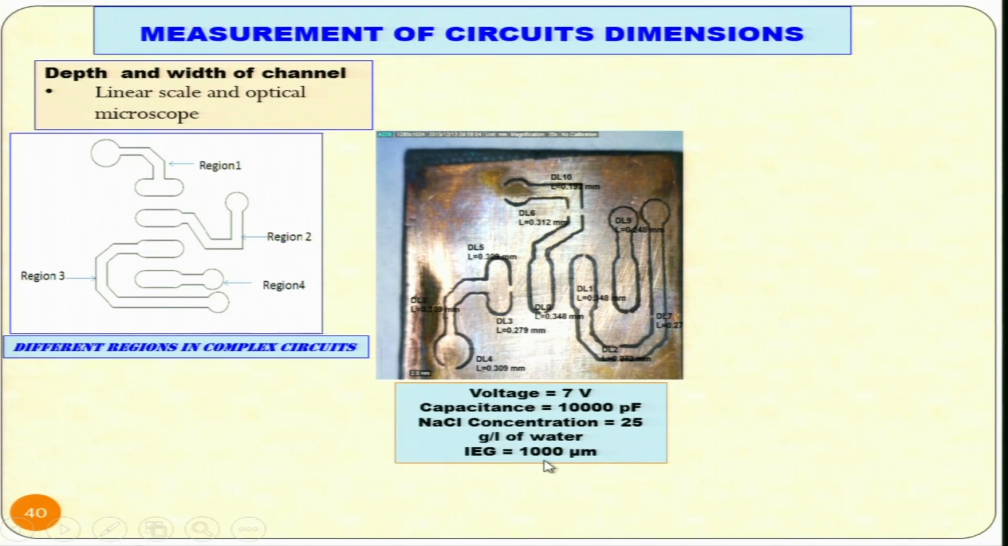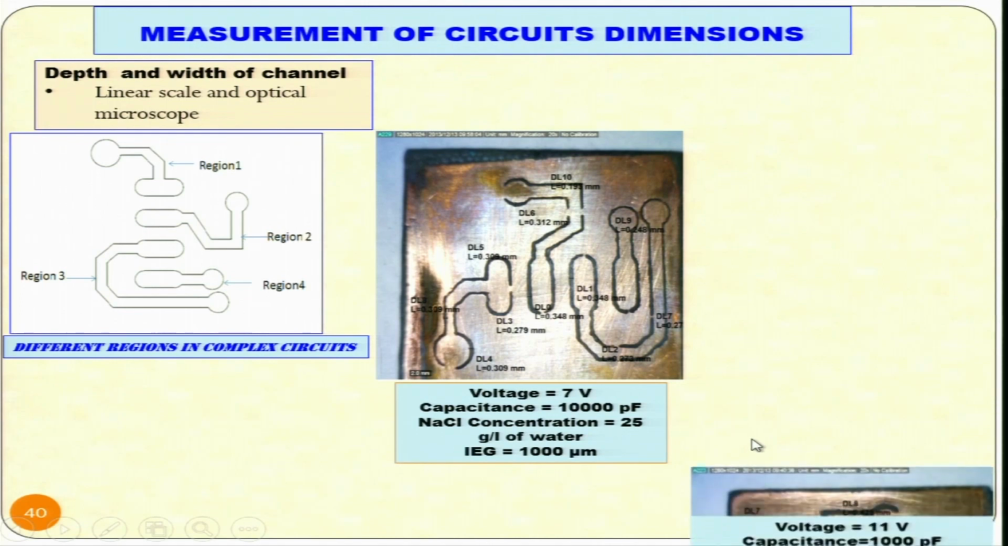interelectrode gap 1000 micrometer. Please note it carefully that in earlier cases also they have used quite a large interelectrode gap, that is 1000 micrometer, which is really too big, but keeping in view the facilities and other constraints, this was very high. Otherwise, in micromachining, this interelectrode gap should be a few tenths of a micrometer only.